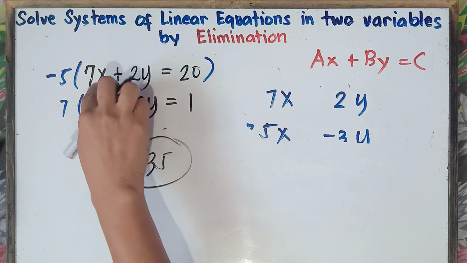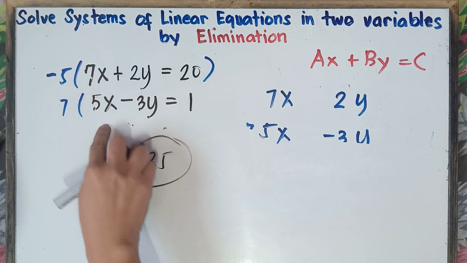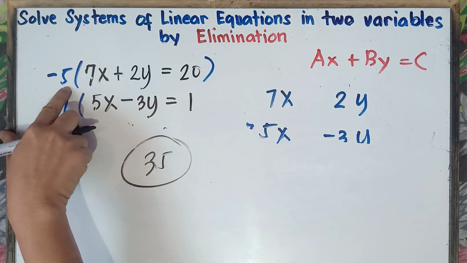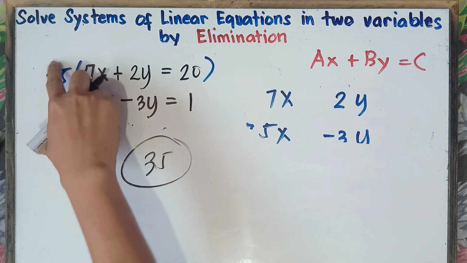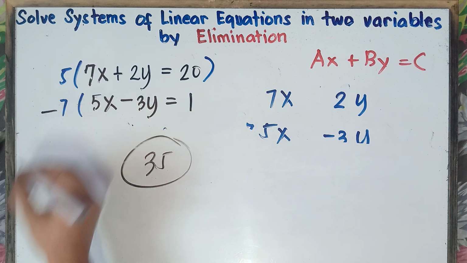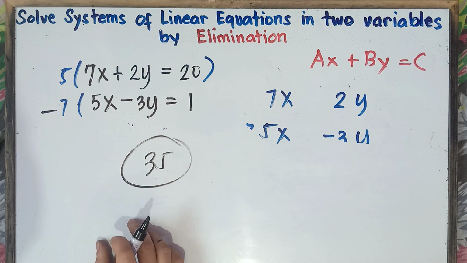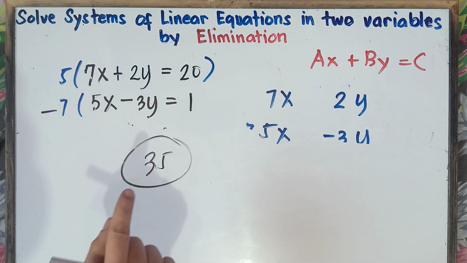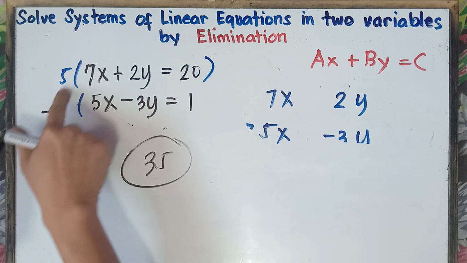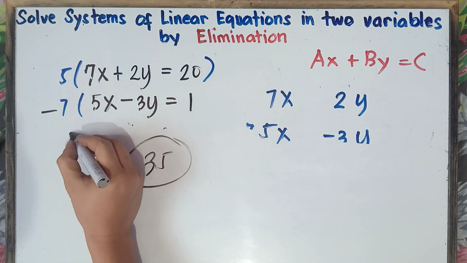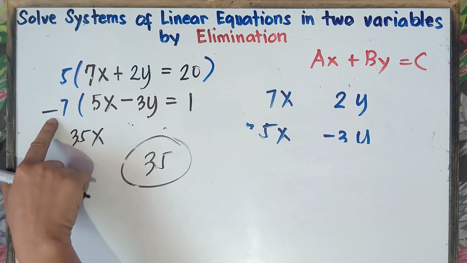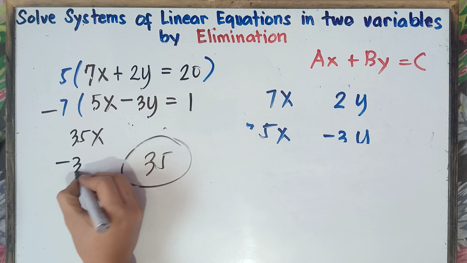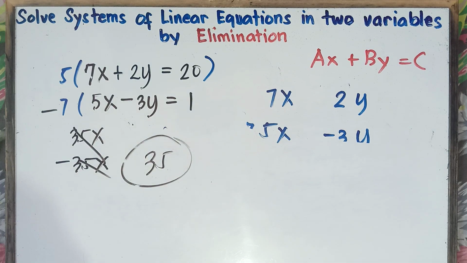Now, to make this one become 35 so that you can cancel this out, you need to multiply this one by negative 5 and this one by positive 7. Or you can do positive 5 and then negative 7. You will have the same answer anyway, class, as long as it is 35. So 5 times positive 7x would be positive 35x, and then negative 7 times positive 5x would be negative 35x. And then we can cancel this out.